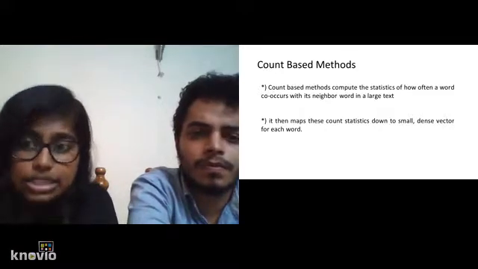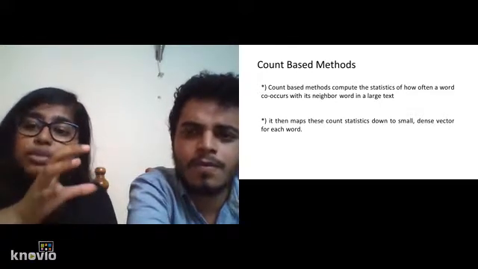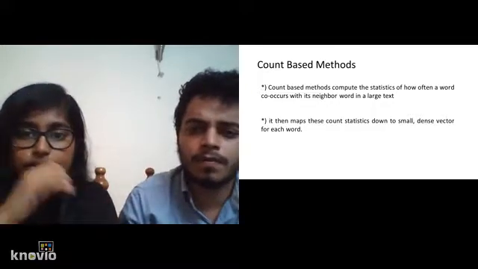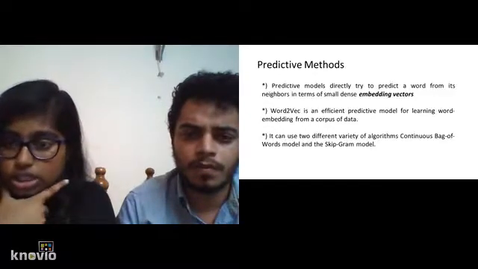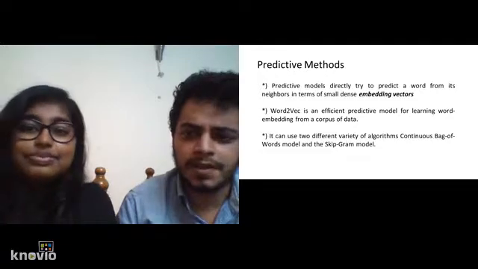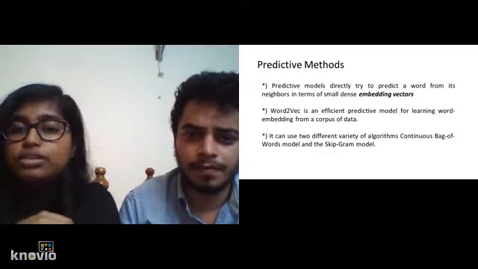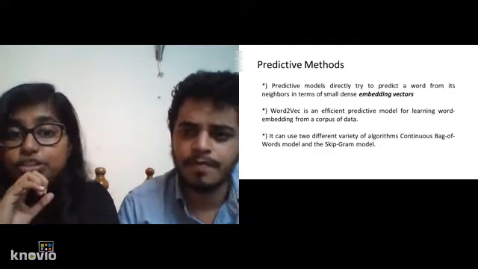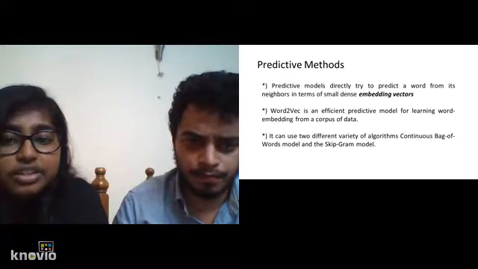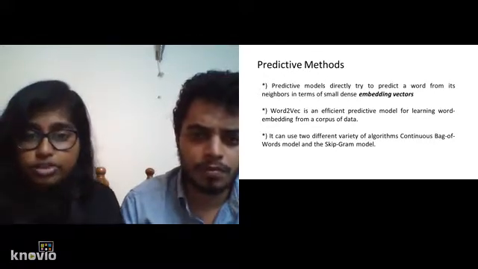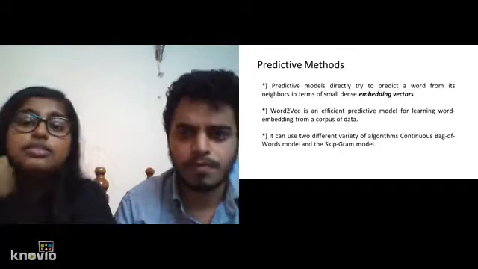So coming to count-based methods, they compute the statistics of how often a word co-occurs with its neighbor words in a large text. For example, how often does Manipal occur together with university in a large text? It then maps these count statistics down to small, dense vectors for each word. The next methods are predictive methods. Predictive models directly try to predict a word from its neighbors in terms of small, dense embedding vectors. Word2Vec is an efficient predictive model for learning word embeddings from a corpus of data. We can use two different types of algorithms: the continuous bag of words model and the skip-gram model. We are going to focus on the skip-gram model in this video.